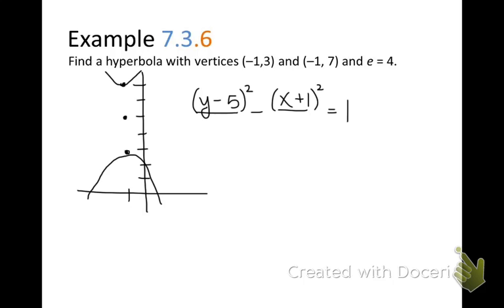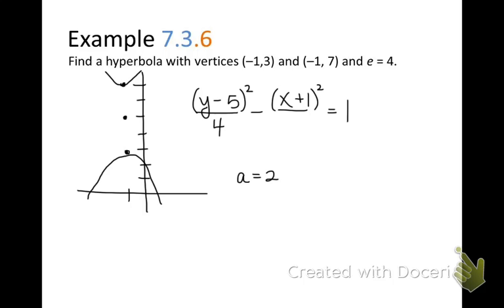So can you guys already tell me what your A value is? Yep. So your A value you can see here is 2, the distance from the center out to a vertex. So that means what am I putting underneath my y? Yep. So underneath my y I put my A squared. And now I have to find B squared. How am I going to find B squared? Use your eccentricity, right? So your eccentricity is 4 over 1, or just 4, right?